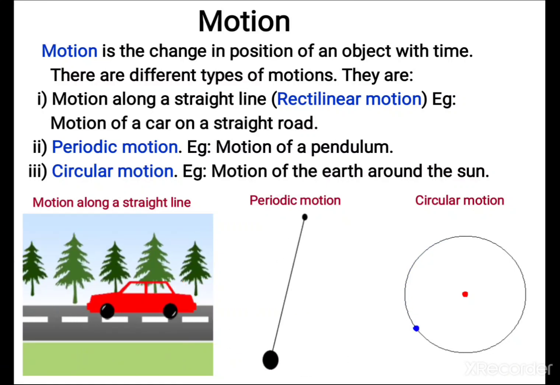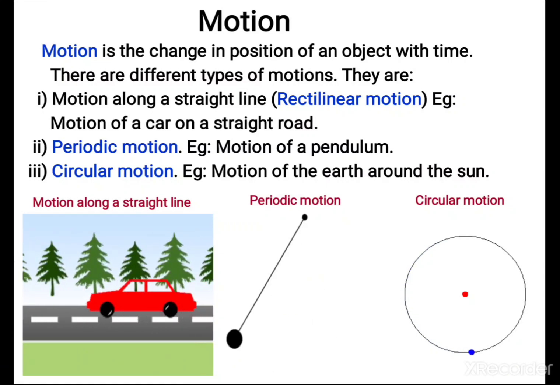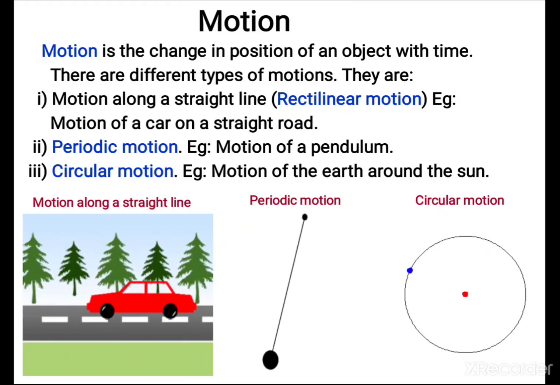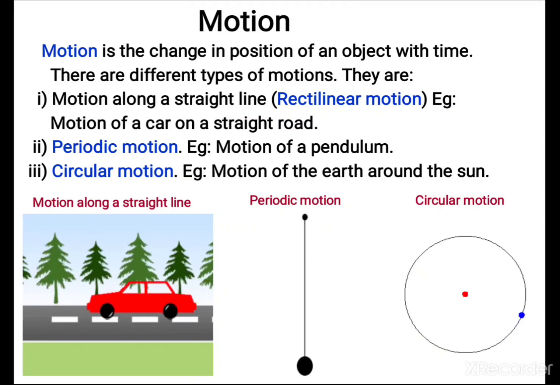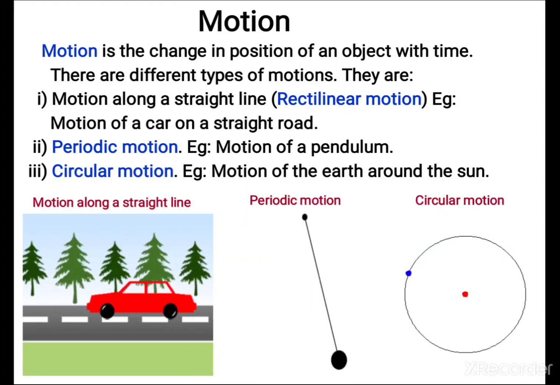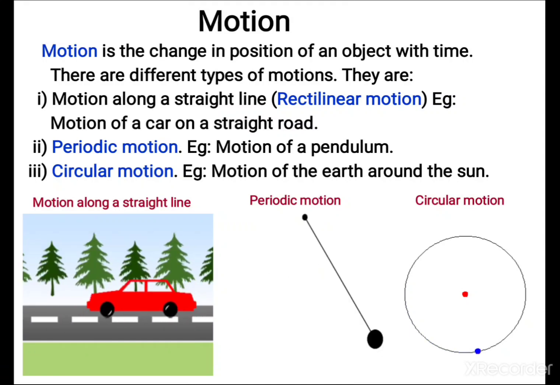Motion. Motion is the change in position of an object with time. There are different types of motions. They are motion along a straight line, known as rectilinear motion. Example, motion of a car on a straight road.